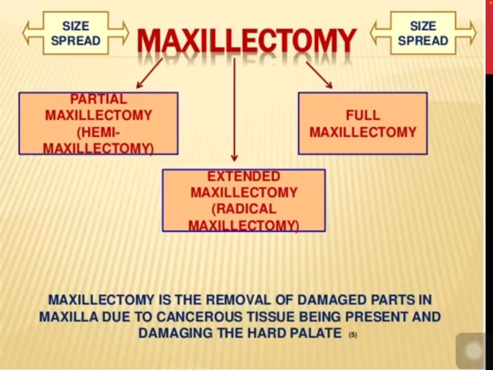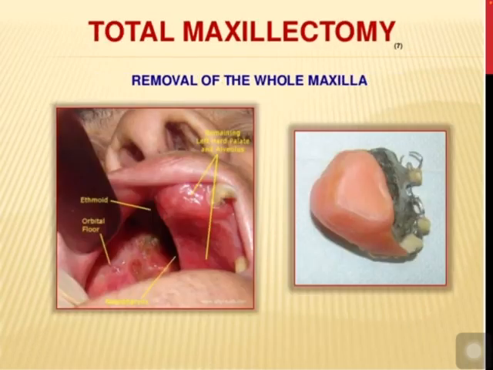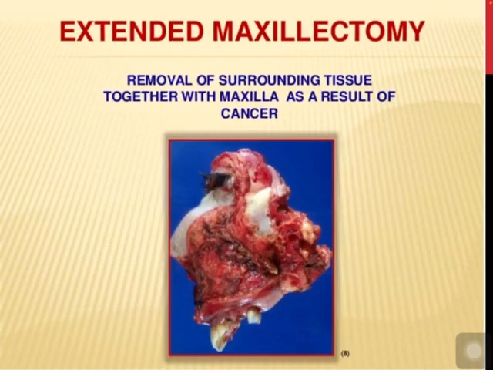We have three types of maxillectomy. We have partial maxillectomy, which is hemimaxillectomy, and we have extended maxillectomy, radical maxillectomy, and we have full maxillectomy. Partial maxillectomy: part of the maxilla is removed, leaving one or more bony walls in place, as we can see here in the photos. Total maxillectomy: removal of the whole maxilla, as we can see. And we have extended maxillectomy: removal of the surrounding tissue together with the maxilla as a result of the cancer.